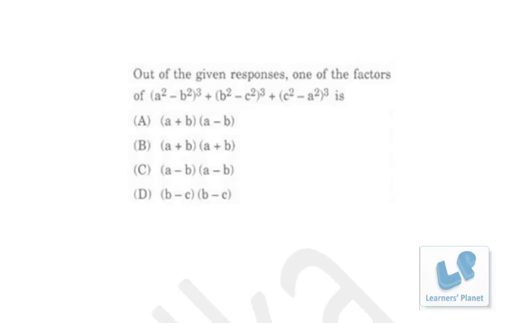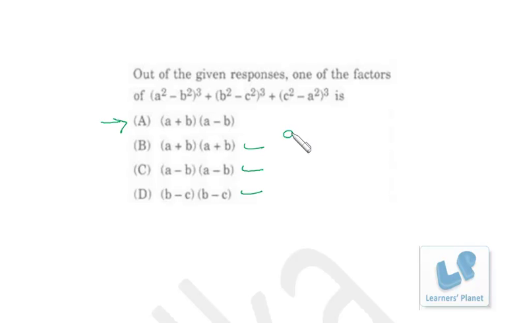Now this question: out of the given responses, one of the factors of this given expression. Now we can very well see that this expression, and this expression, this is a plus b whole square, this is a minus b whole square, and that is b minus c whole square, right? None of these can be a factor of this, right? You can jump to option A, and you can even cross verify.